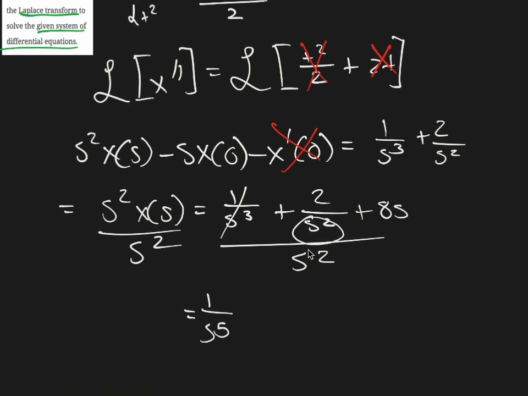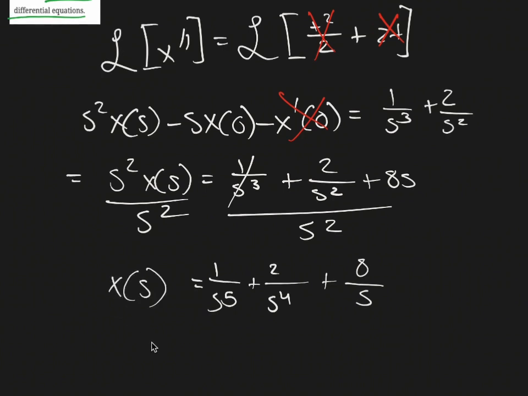s to the 2 plus s to the 2. Remember, we're going to keep our numerator the same, s to the 4, and then that's just going to be plus 8s over s squared. And those s's will cancel out, and then we're just going to have 8 over s, and that gives us X of s. So now that we have X of s, we can find x of t.